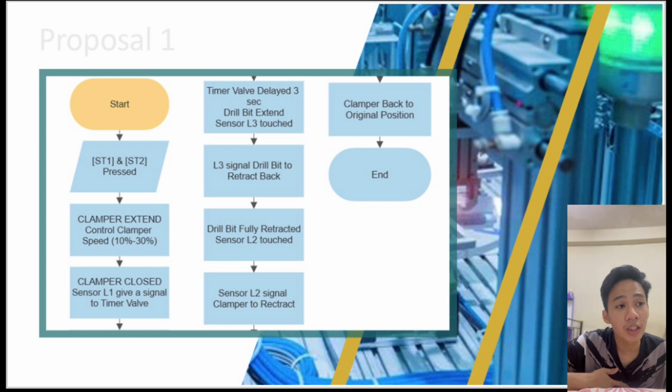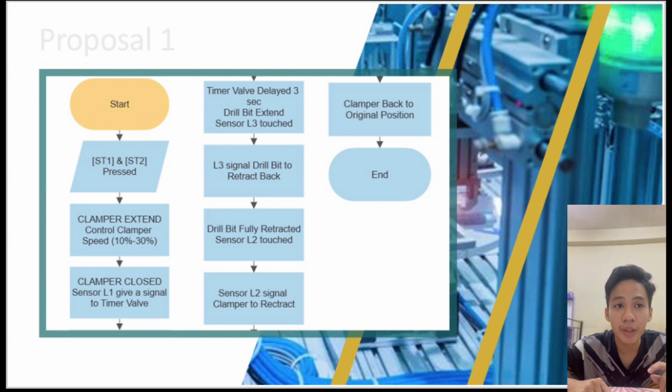Okay, in the flowchart for proposal 1, we can see they want the system to work like this. First, when we push start button 1 and start button 2, the clamper will extend, and we can control the clamper speed from 10% to 30%. After the clamper closes, a sensor will trigger the timer valve. The timer valve will delay 3 seconds before the drill bit extends and touches sensor L3.